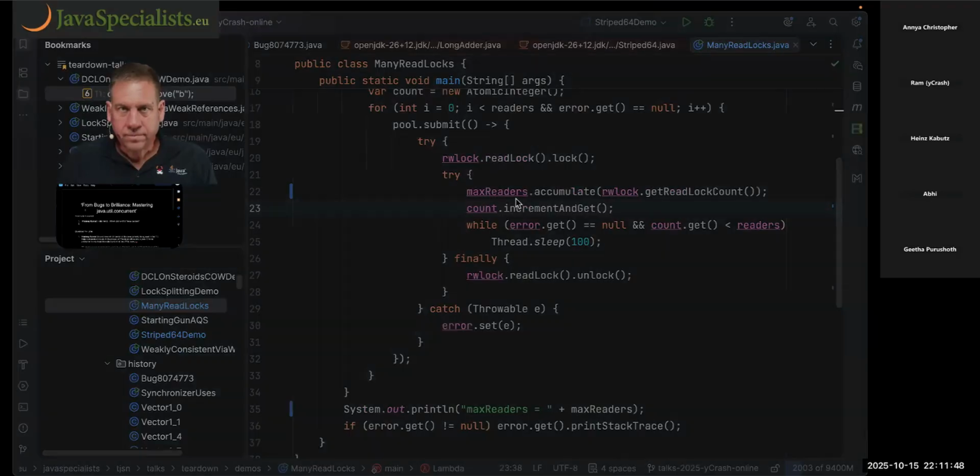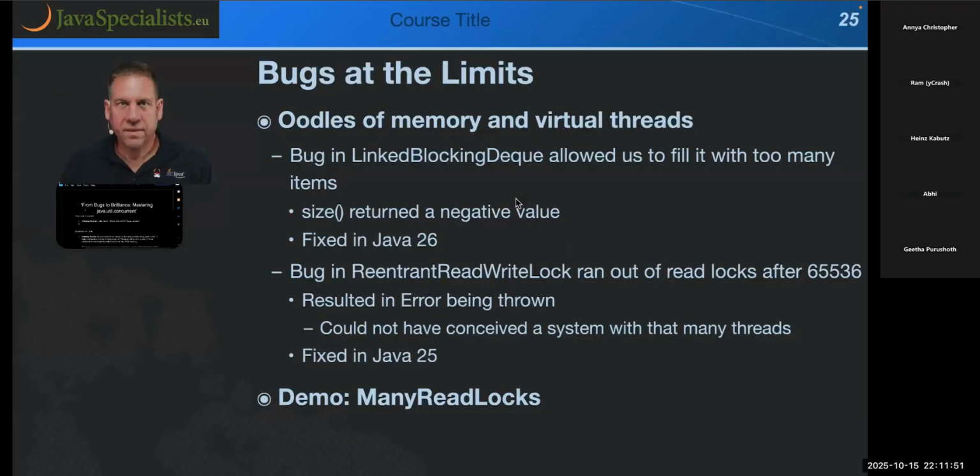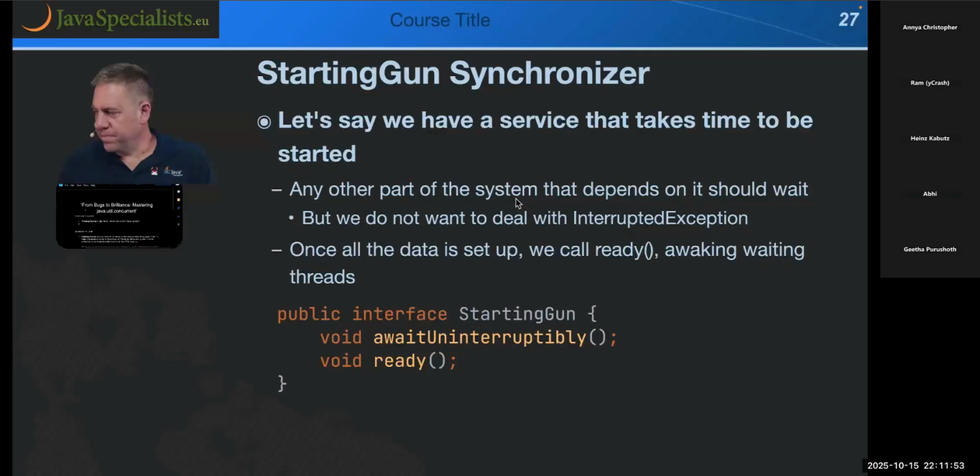Here's another one. Let's say you want to have a service that takes time to start. What I've done is define an interface, StartingGun, with waitUninterruptibly and ready. This is similar to CountDownLatch, but it's for only one item, and I don't want to worry about InterruptedExceptions. Once all the data is set up, I'm going to call ready, and then all the waiting threads will wake up.